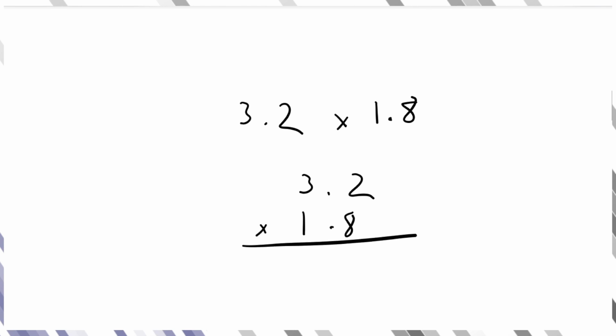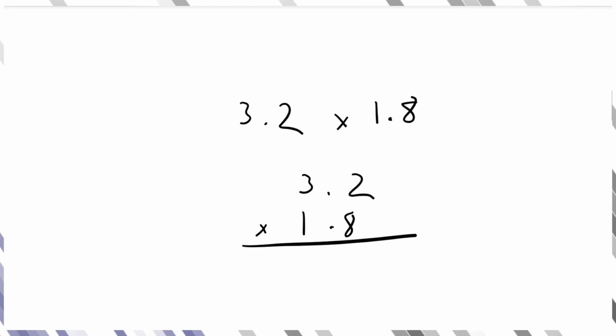Hi folks, in this video we're going to look at multiplying together decimal numbers. So let's say we've got 3.2 times 1.8, something like that. If we want to times these numbers together, we write one above the other. So 3.2, 1.8, we'll put them in columns, put little times there and a line underneath.